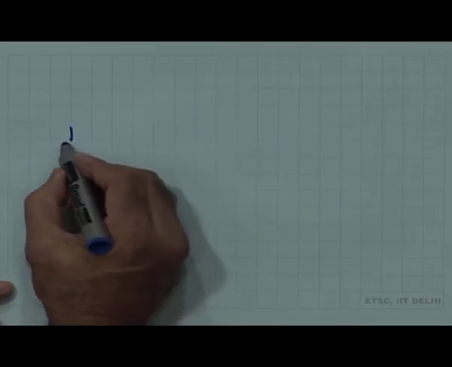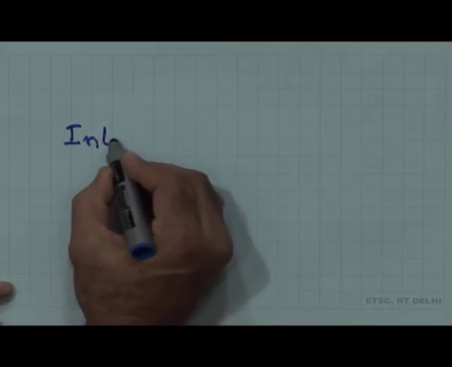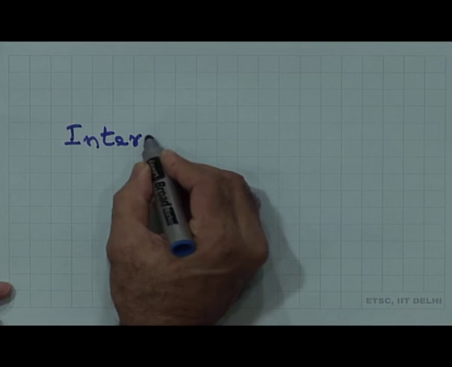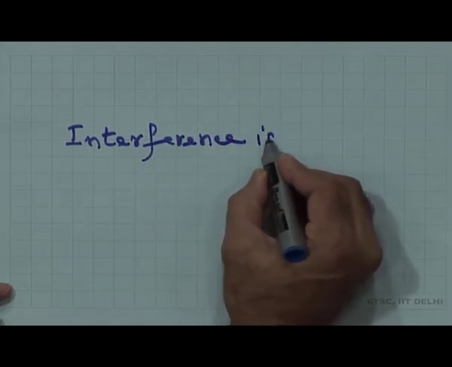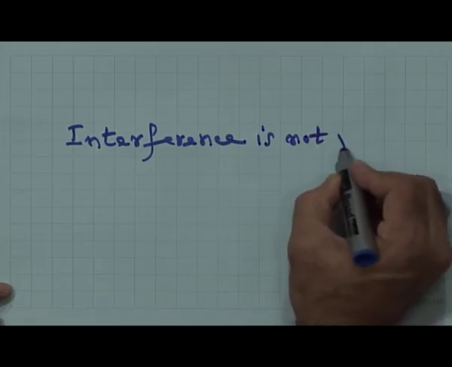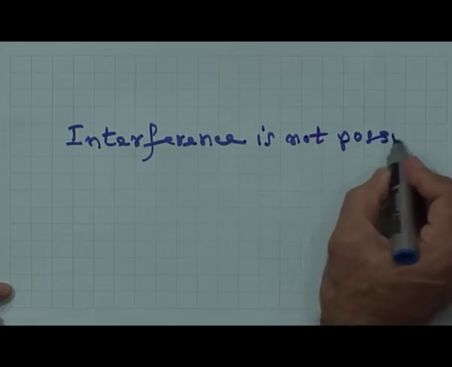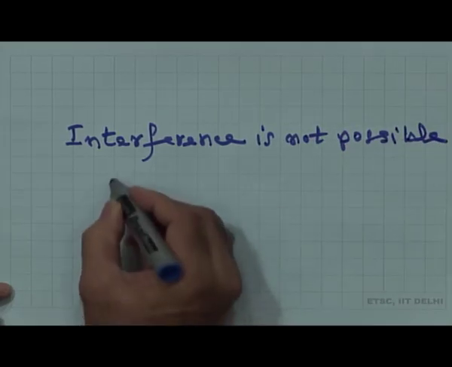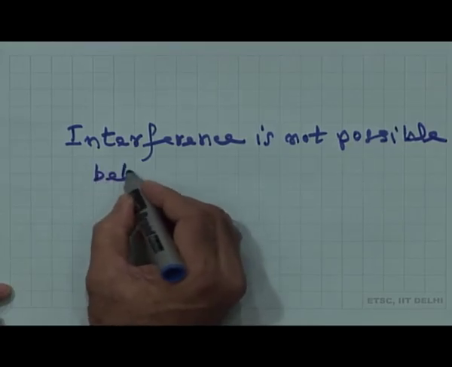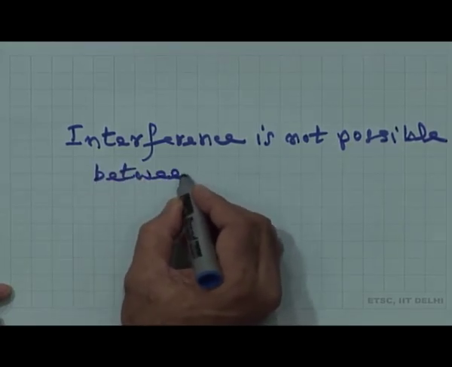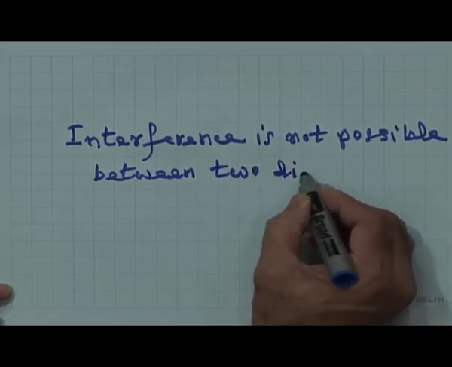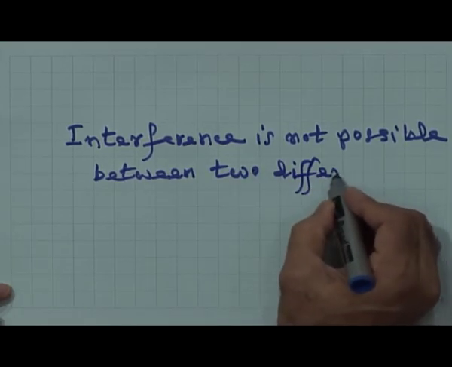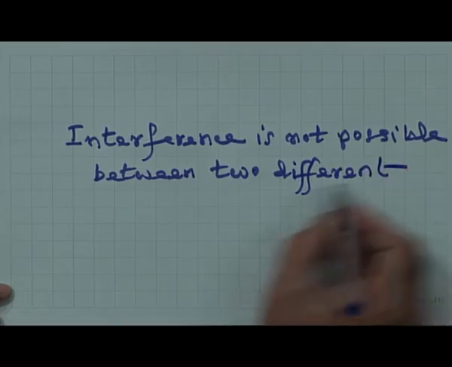What this means is that interference is not possible between two different wavelengths. I simply write the conclusion here. That is why we had written different wavelengths.